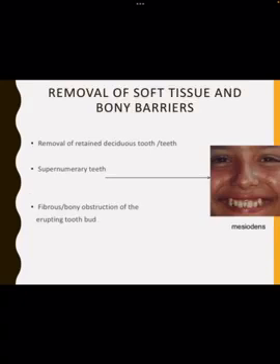Removal of soft tissue and bony barriers. The soft tissue and bony barriers can hinder the eruption of the permanent teeth into the oral cavity, so such tissues should be removed at the earliest. Also supernumerary teeth, if present, should be removed at an early time, because they may hinder the eruption of the permanent teeth and can also deviate the path of eruption of the permanent teeth into an ectopic position. And also the fibrous bony obstruction of the erupting tooth bud should be removed.